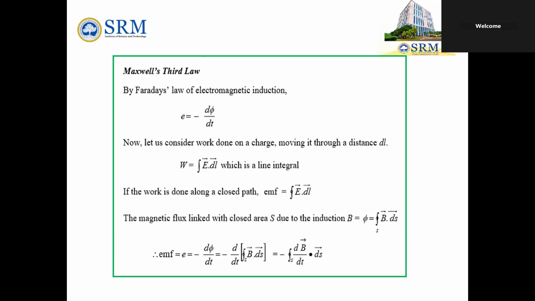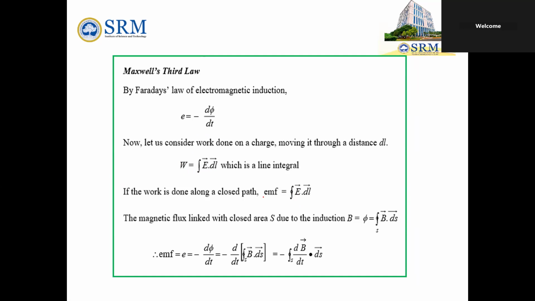Now, Maxwell third equation. Maxwell third equation is explained based on Faraday's law of electromagnetic induction. What is electromagnetic induction? A change in the flux with respect to time produces an EMF. Let us consider the work done on a charge moving through the distance dl. Therefore, the work done on the charge is E dot dl. This is a line integral. Therefore, induced EMF is equal to W, which is the closed line integral of E dot dl.